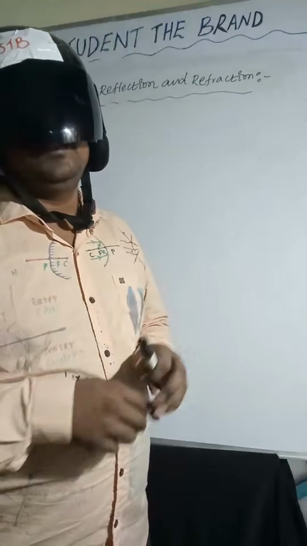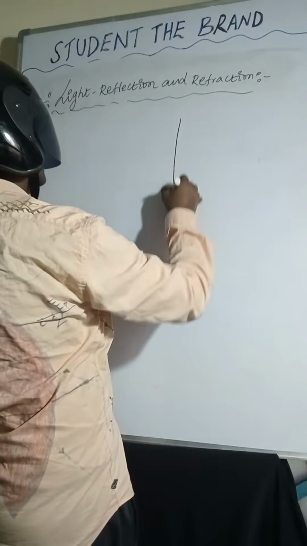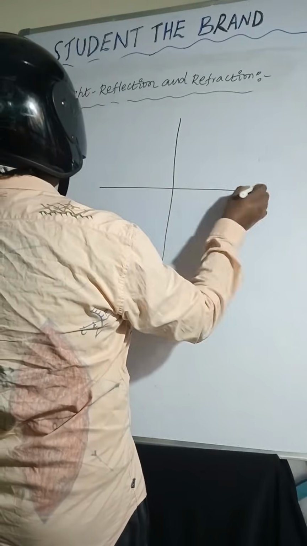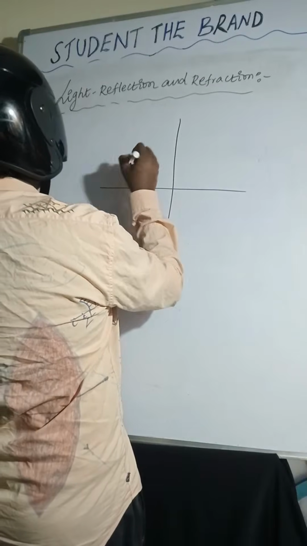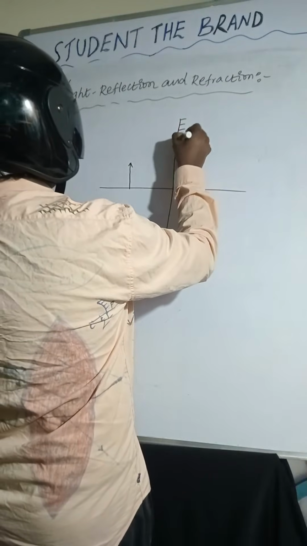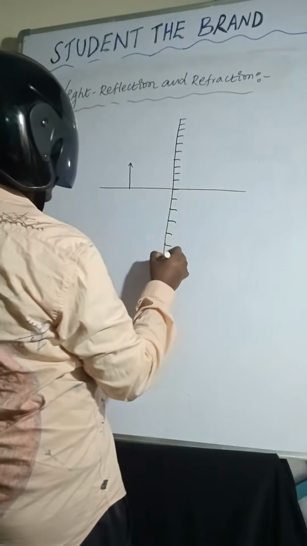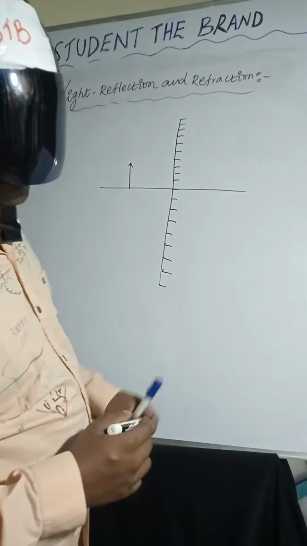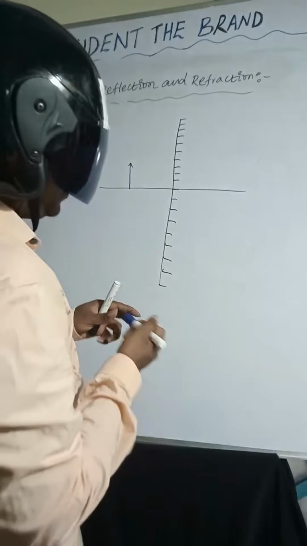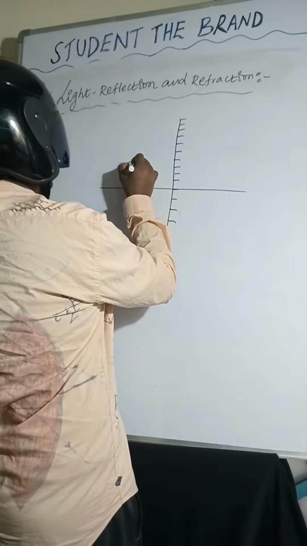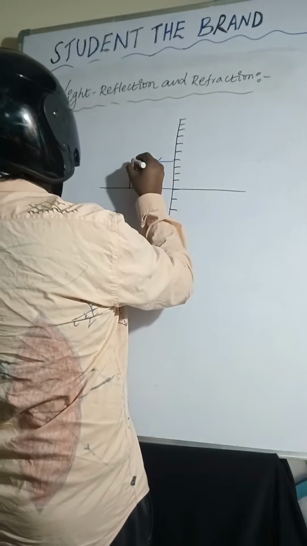Now, the nature of the image formed by the plane mirror. How many light rays are required to form the image of the object? A minimum of 2 light rays are required to form the image of the object. That's why I'm taking one light ray and another light ray like this.